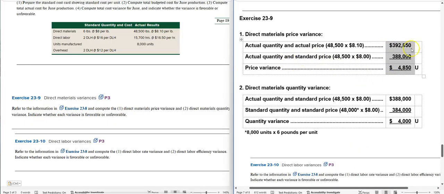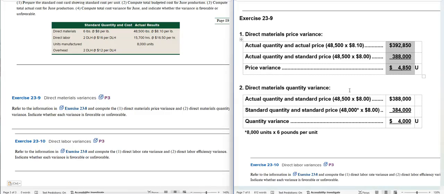The actual quantity at the standard price, our flexible budget, was less than what the actual was. That is unfavorable. We spent more, 10 cents per unit more, than what the standards say we should have for our direct materials. That is unfavorable. Part of the overall variance is due to us paying more for our materials than we should have.